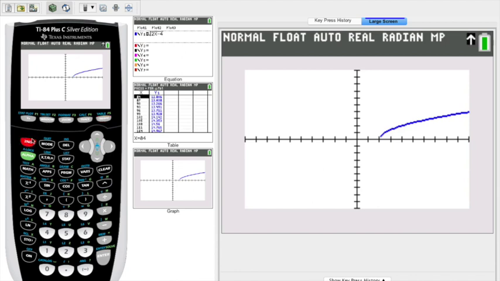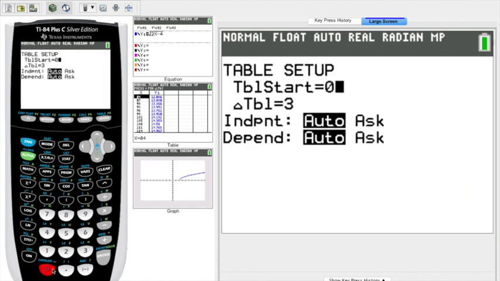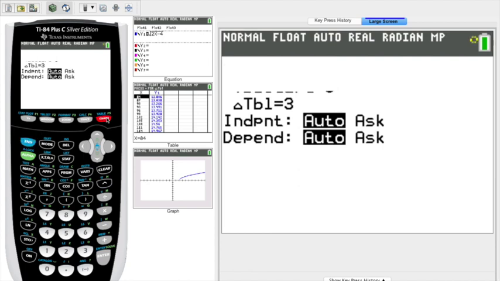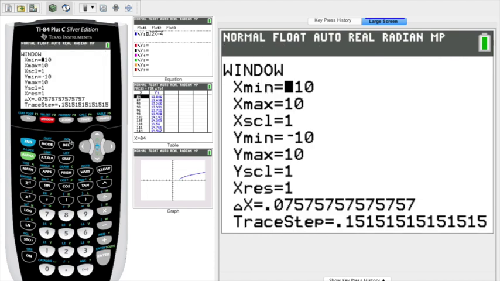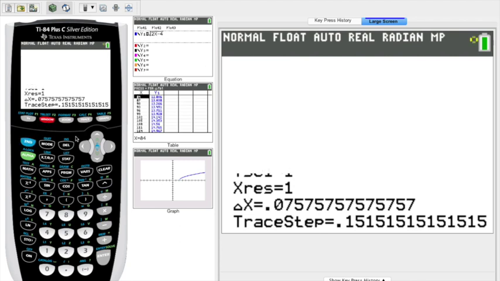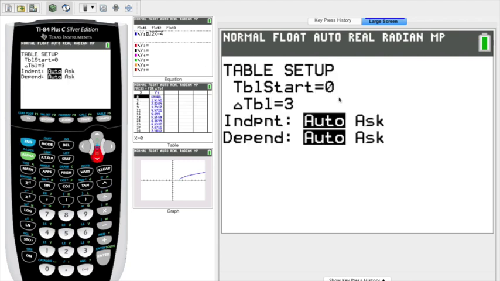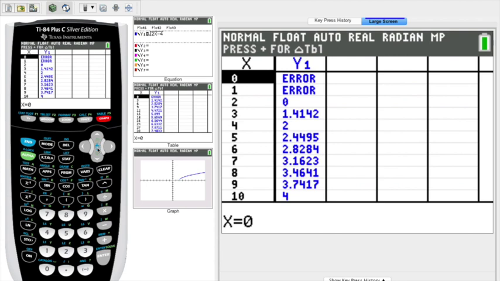And I think I have my tables messed up here, so I'm going to fix a setting. Don't worry about this, you probably shouldn't need to do this. If I hit second graph, I can look at the table. Oh, actually I have another setting messed up here. One second. You can change where your table starts, starting it at 0, and how much it changes by. So I need to change by 1. Most of your calculators won't be messed up there.